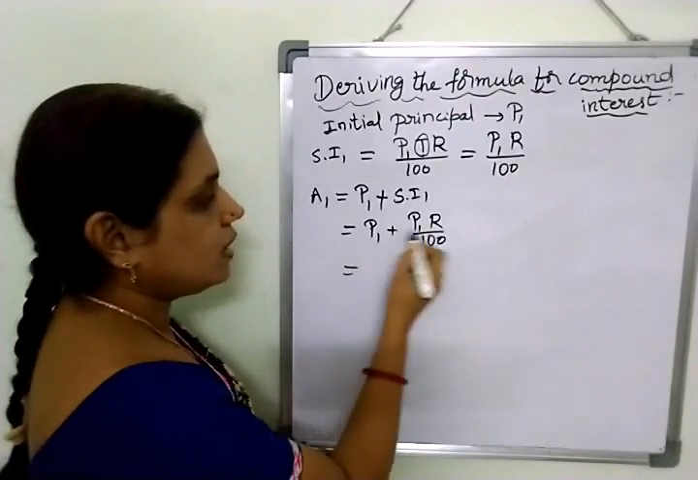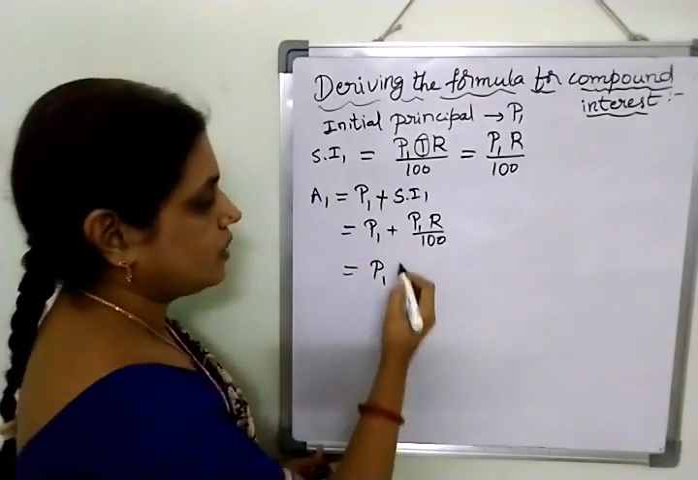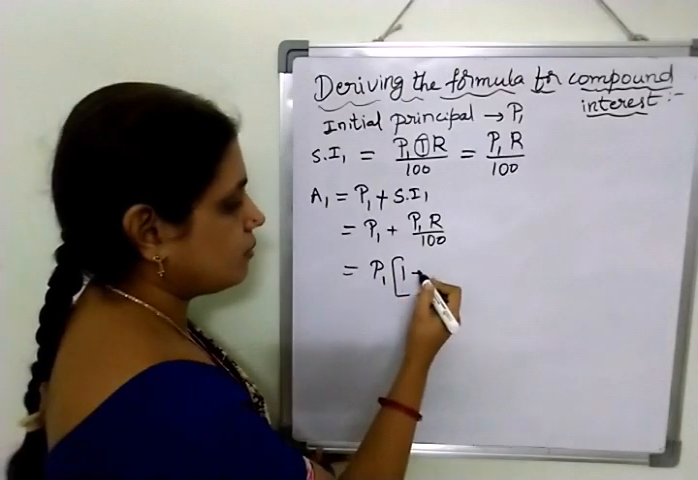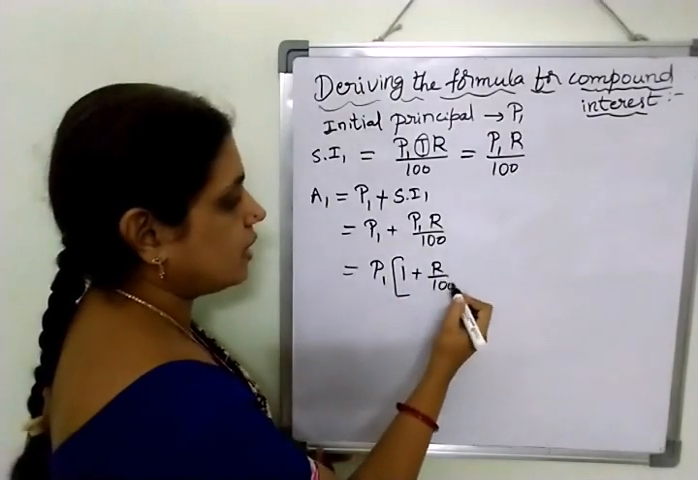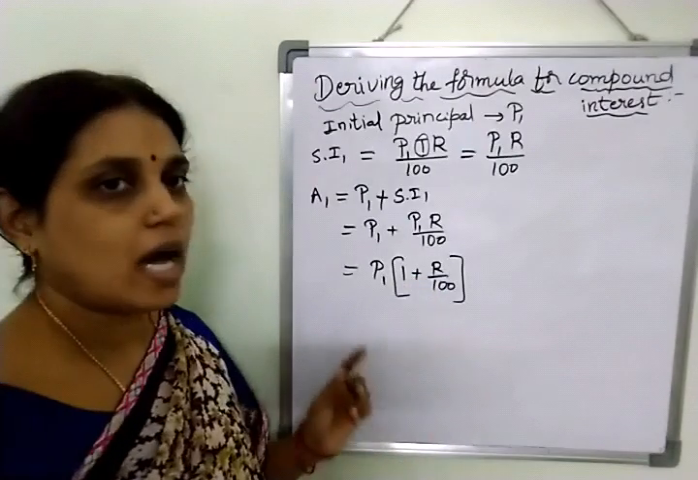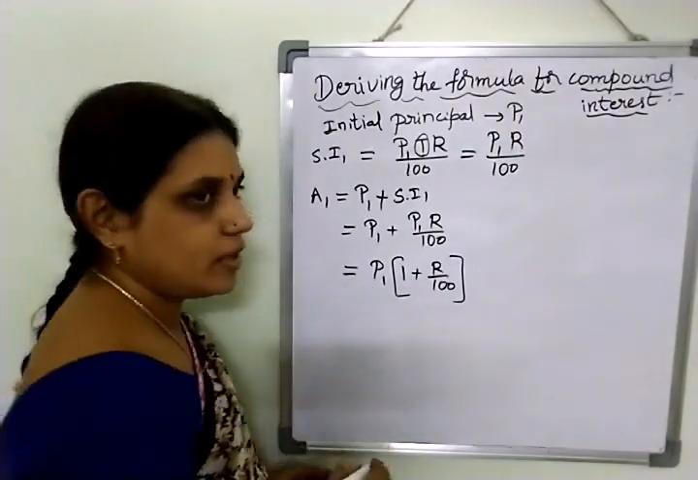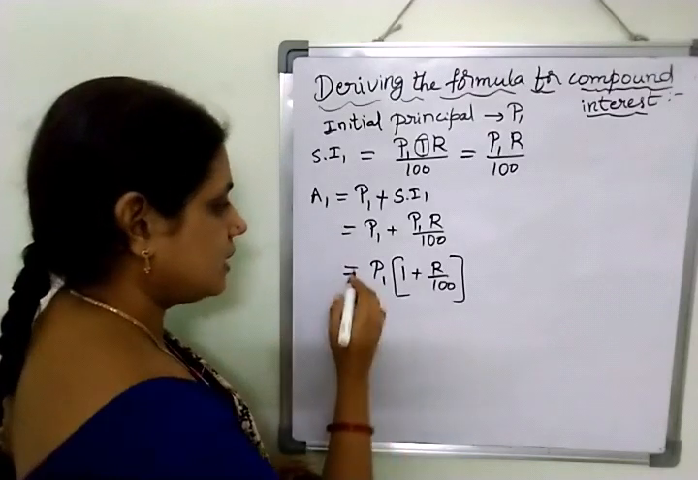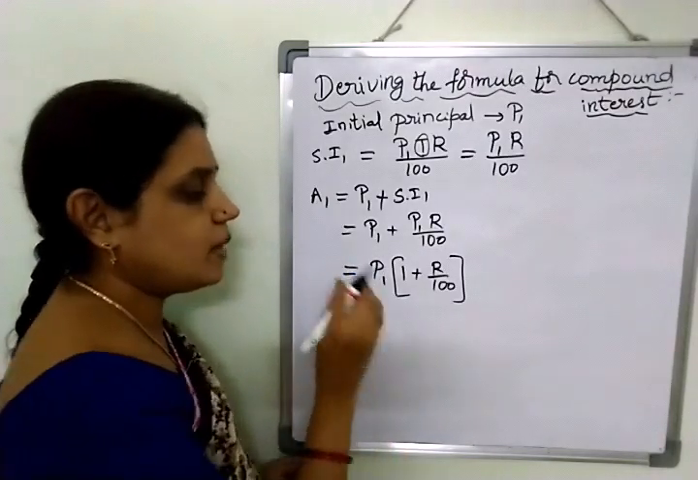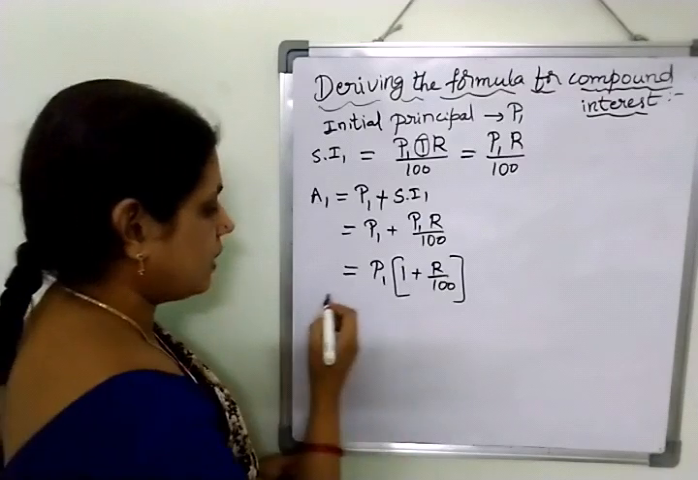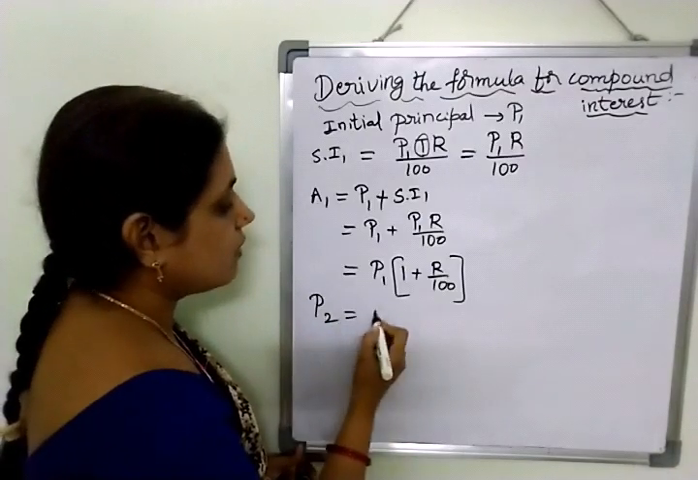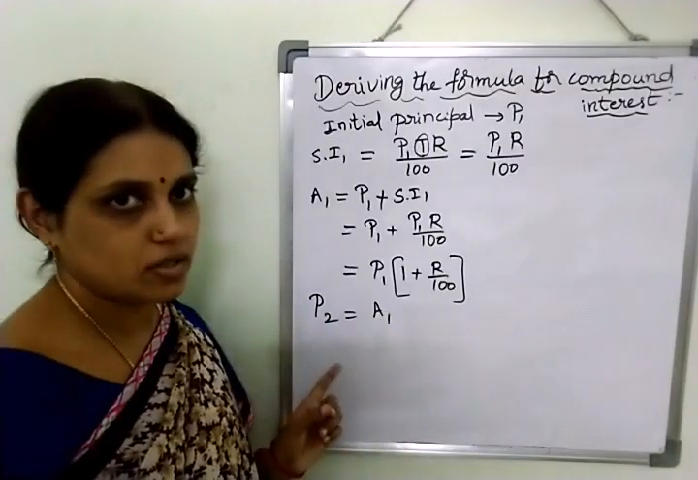So what is common in both? P1 is common. So if you take common P1, 1 plus R by 100. This is the amount after 1 year. And now in the compound interest concept, what will become here? This amount 1 will become the principal for the second year. So now P2 equal to A1. Hope you understood this point.